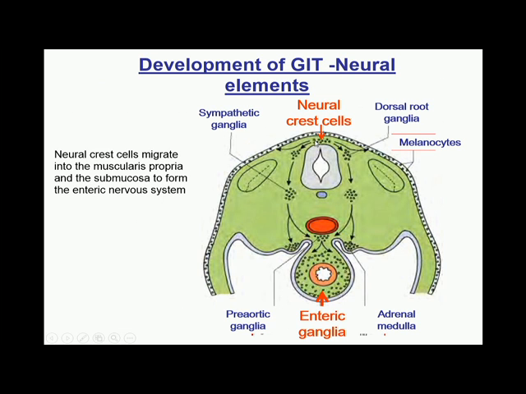You can see they detach from the neural tube, and then they migrate all over the body into the skin, and they form the dorsal root ganglia. You remember all this? And then some of these cells migrate forwards and give rise to the adrenal medulla, and the cells which migrate into the developing GIT give rise to the enteric nervous system.